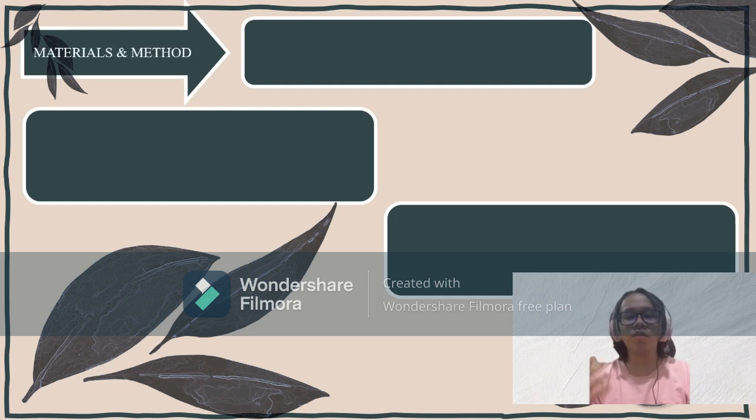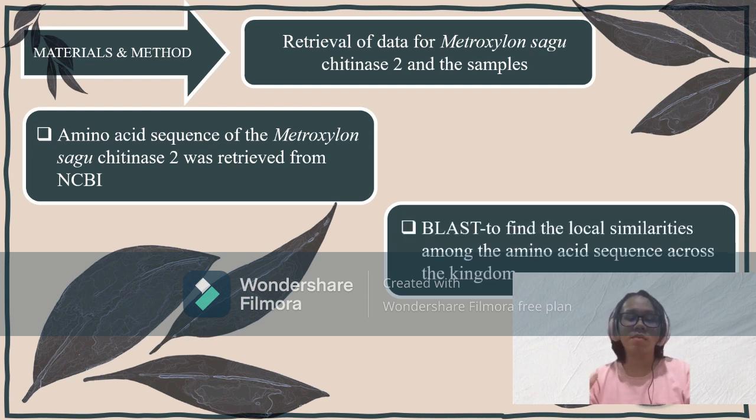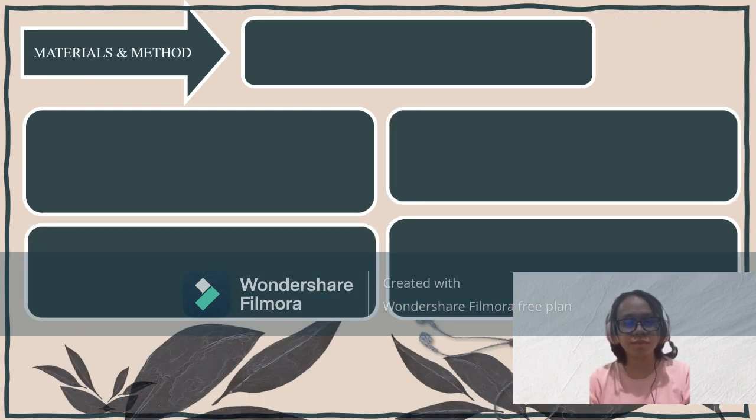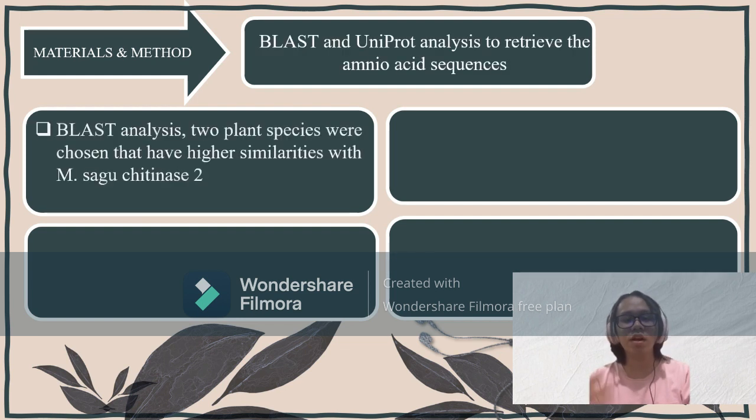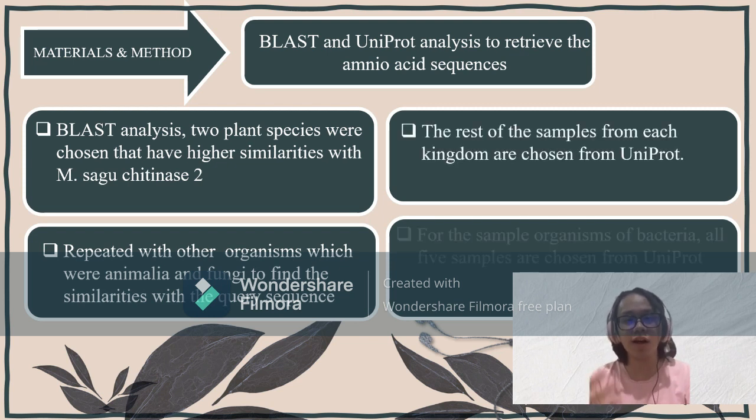Materials and methods. For the data, the amino acid sequence of M.sagu kinase 2 was retrieved from NCBI. A BLAST analysis was performed to find the local similarities among the amino acid sequences across the kingdoms, where M.sagu kinase was used as a query sequence. From the BLAST analysis, two plant species were chosen that have higher similarities to the M.sagu kinase 2 amino acid sequence. These steps were repeated with other organisms which were Animalia and fungi.